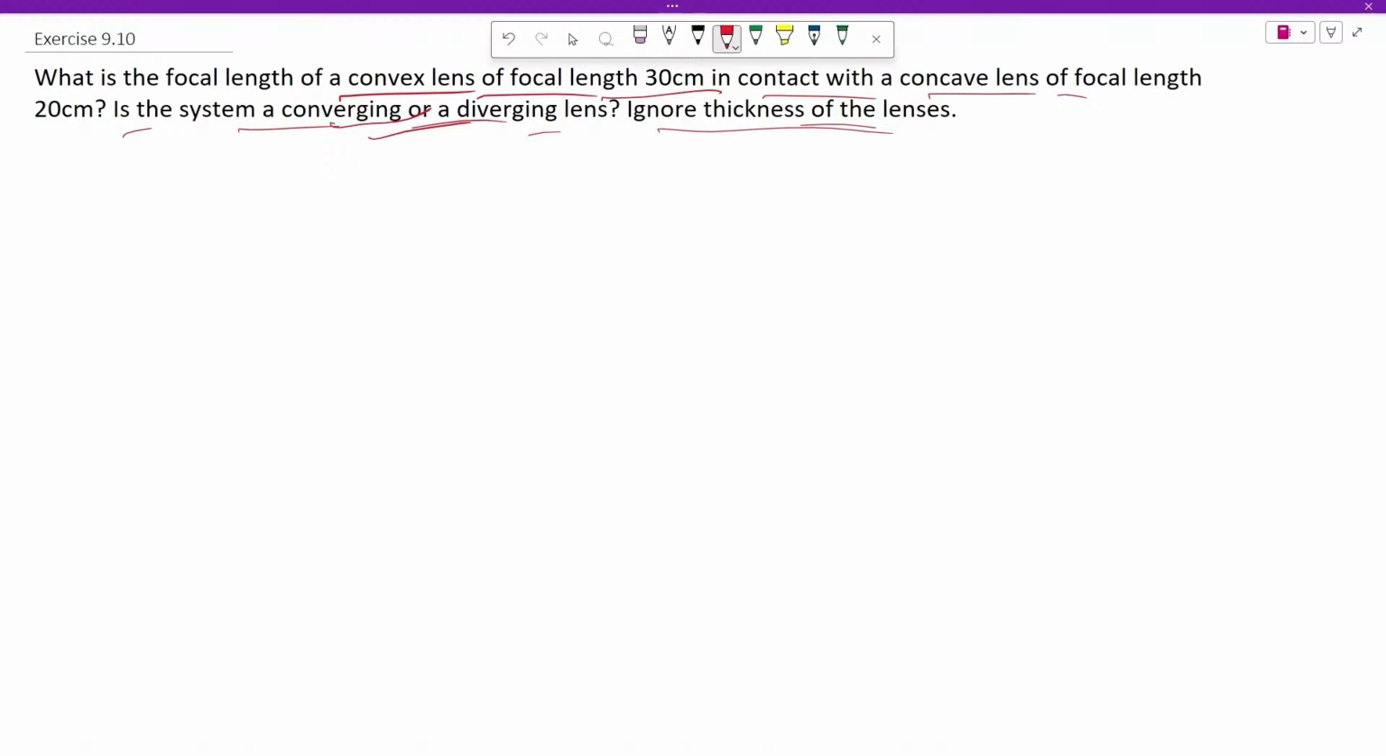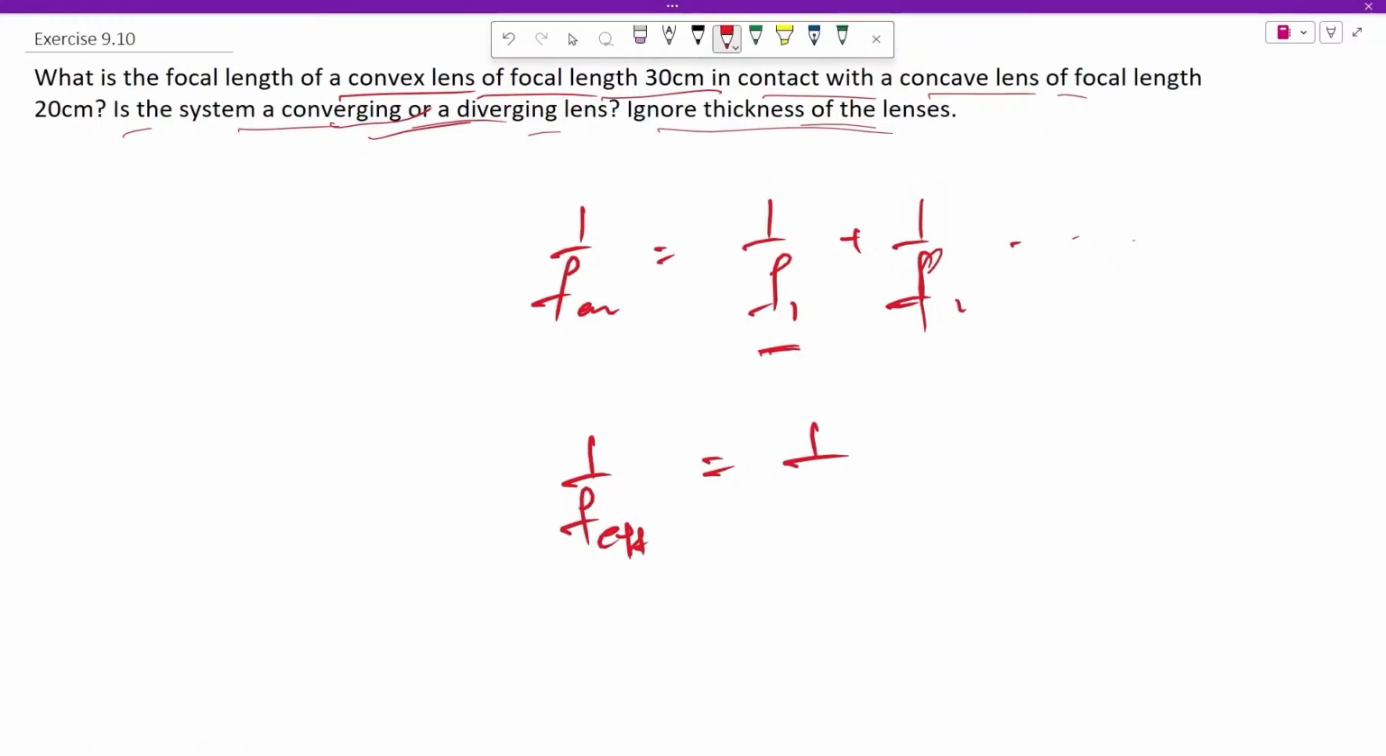Now we know that the effective focal length is given by 1/f effective equals 1/f1 plus 1/f2 plus so on. Here we have been given only two lenses, so we will take f1 and f2 only. Now here f1 in the case of convex lens is positive and f2 in the case of concave lens is always negative. So let us calculate the value of f effective, and that is going to be equal to 1/f1, that is 1/30 for the convex lens, minus 1/20. So after adding this we will get a value of minus 1/60 centimeter. So focal length effective is going to be equal to minus 60 centimeter.